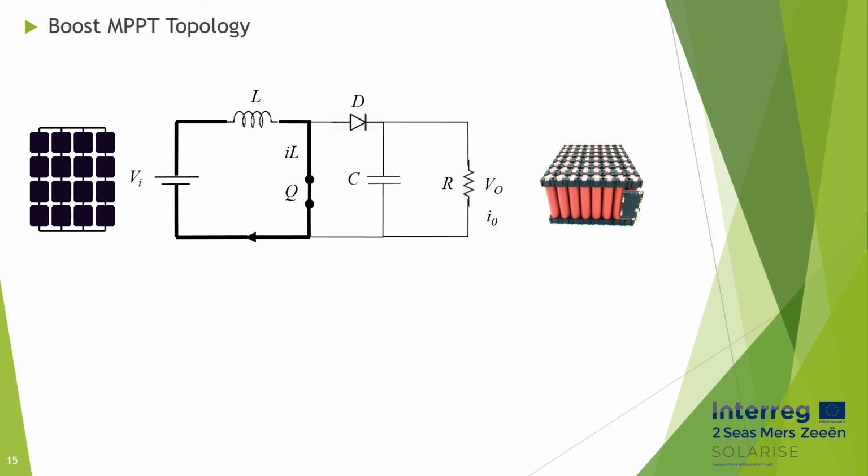A boost-type DC-DC converter is a voltage step-up converter, which means also that the output current is lower than the input current. When the switch in the circuit is in the on state, current flows through the inductor and the inductor stores some energy by generating a magnetic field.